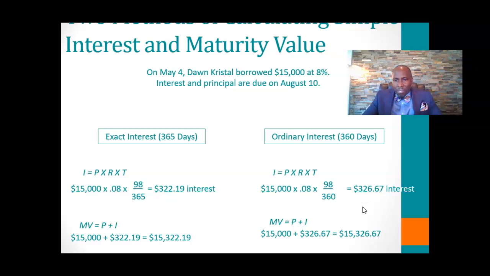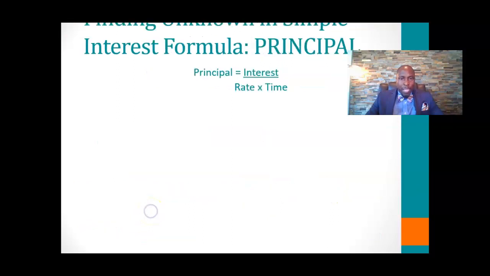So now the interest would be $326.67. So notice that if a bank is using the ordinary interest approach, you will pay more in interest than if they're using the exact days approach. So if you're borrowing money, ask the lender for the interest calculation: are they using the exact interest approach or ordinary? You prefer the exact interest because the denominator is larger, which means the accrued interest is going to be a smaller amount. Okay? You can thank me later.